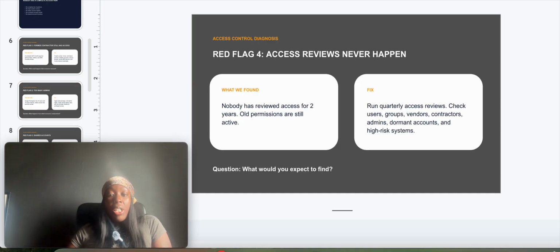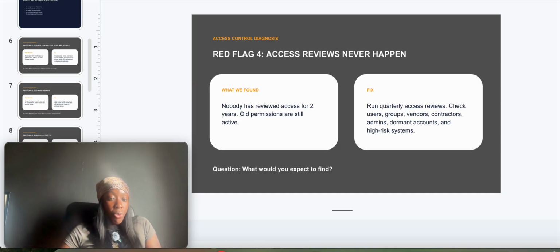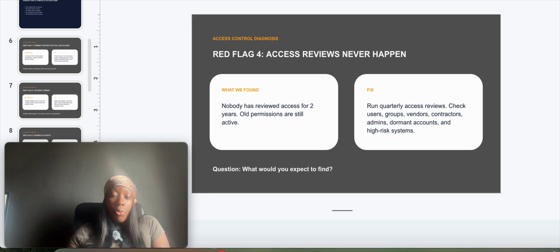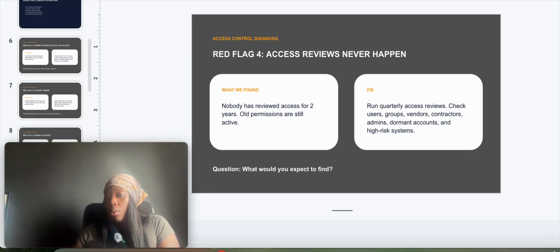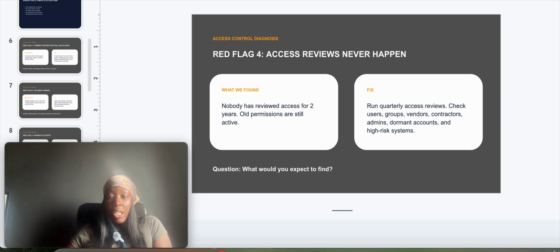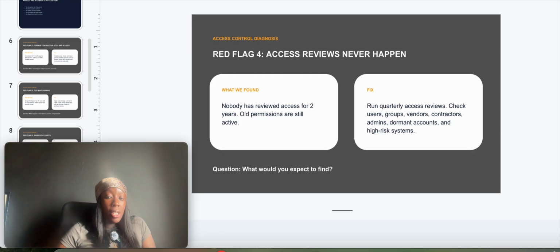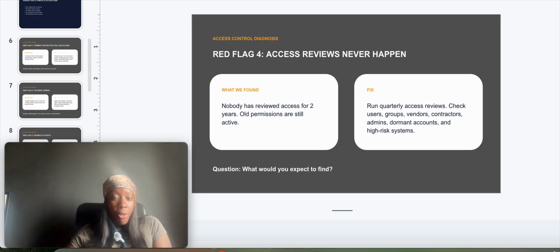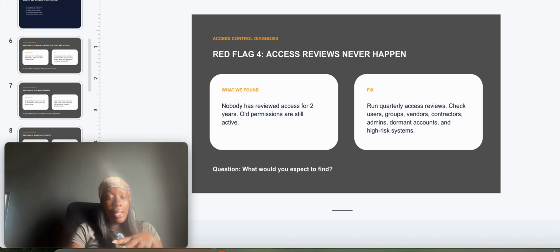So the fix to this is quarterly access reviews. Still, if it's a very high risk system or really privileged system, review it more frequently than that. And then check users, groups, vendors, contractors. Vendors and contractors, as well as admins, are quite high risk because sometimes they have high turnover, they can leave quite last minute and still have access available.